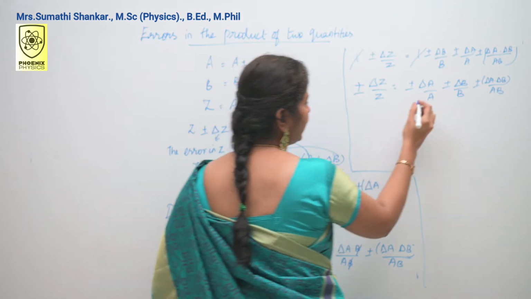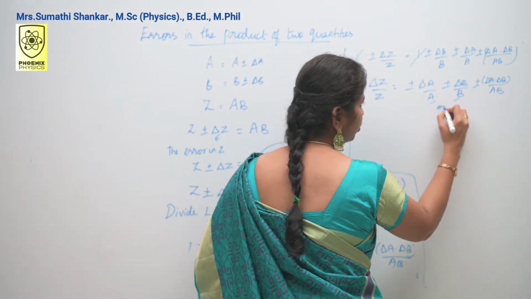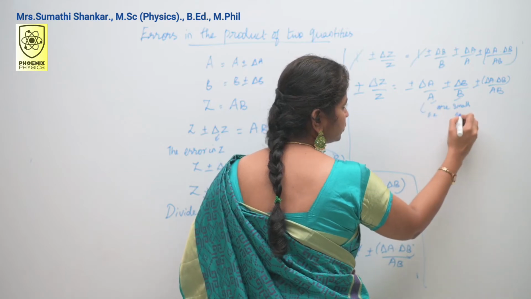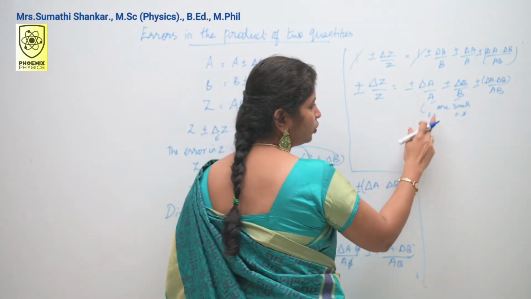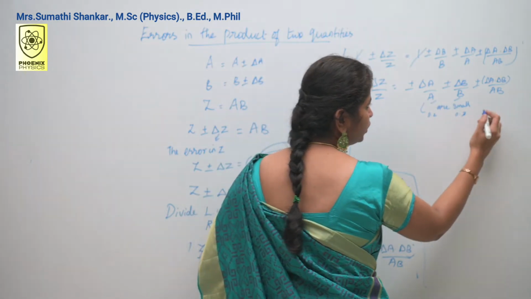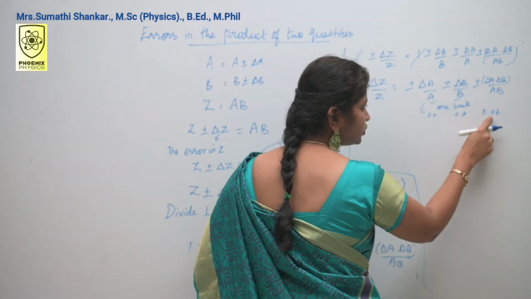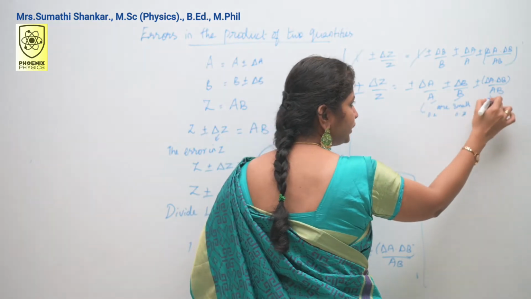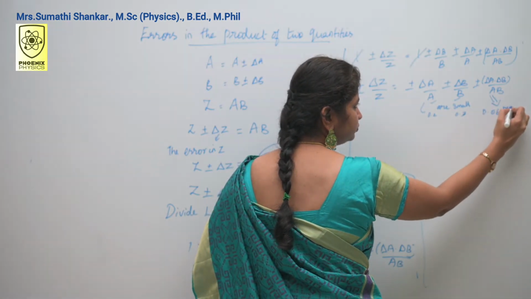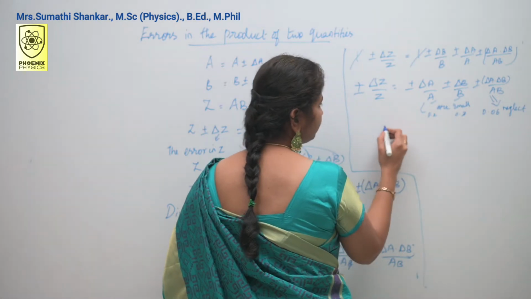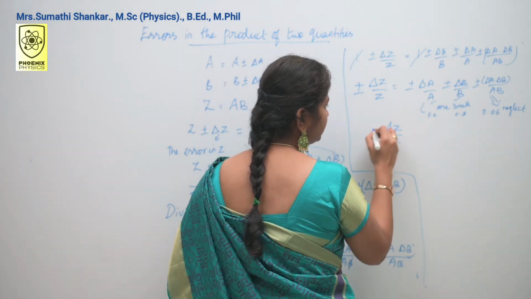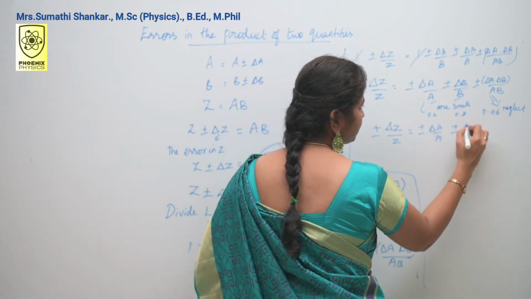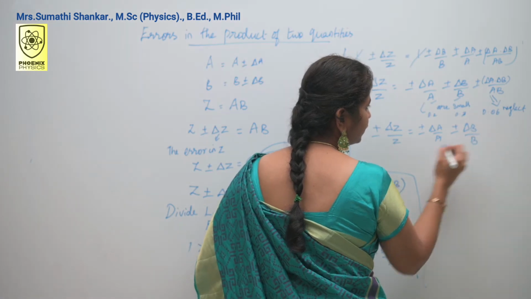Here I am considering these two terms are small. For example, suppose consider this as 0.2 and this is 0.3. Okay. So what is the product of these two values? 0.06. This is very small compared to these two values. So I am neglecting the last term. So what is your final value? Delta Z by Z equal to plus or minus delta A by A plus or minus delta B by B. This is our final term.